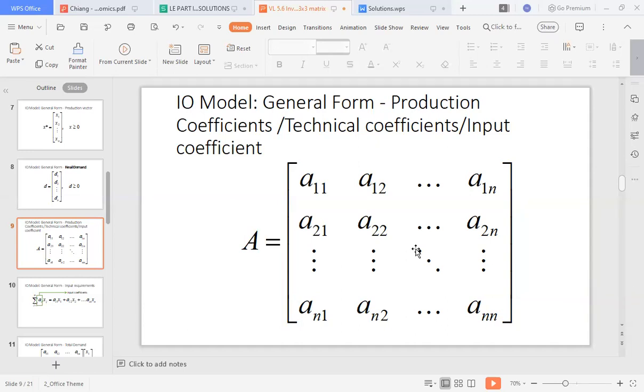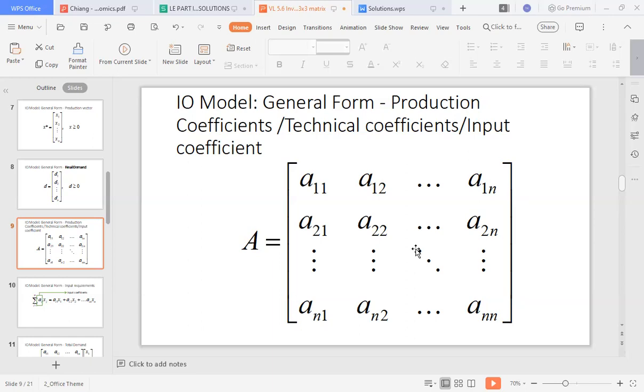What else? I will interchangeably use these three terms, but all of them refer to A as a matrix of production coefficients or technical coefficients.